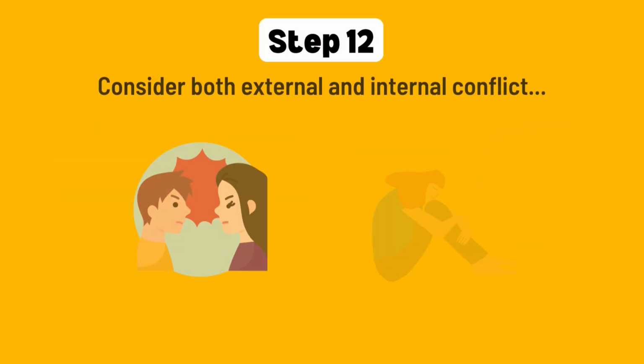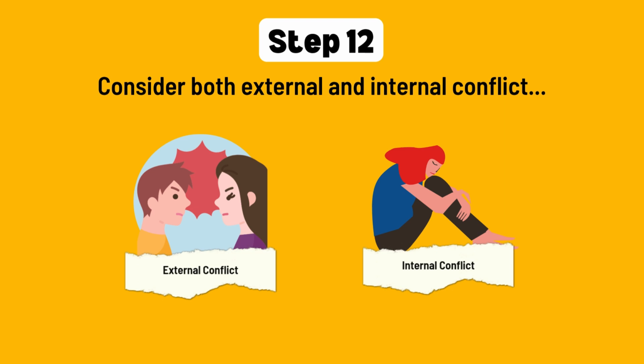Step 12. Consider both external and internal conflict. When it comes to character development, conflict is an opportunity to show readers how strong your character really is. Their strength is shown in the decisions they make and how they choose to deal with the conflict. External conflict comes from the outside, such as a bad guy fighting against the character, while internal conflict is a struggle inside the character, such as overcoming some dark memories or regrets of past decisions made. You should consider both types of conflict when developing a character.